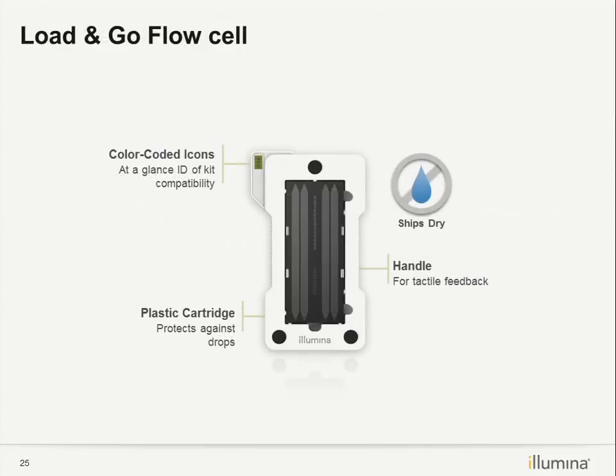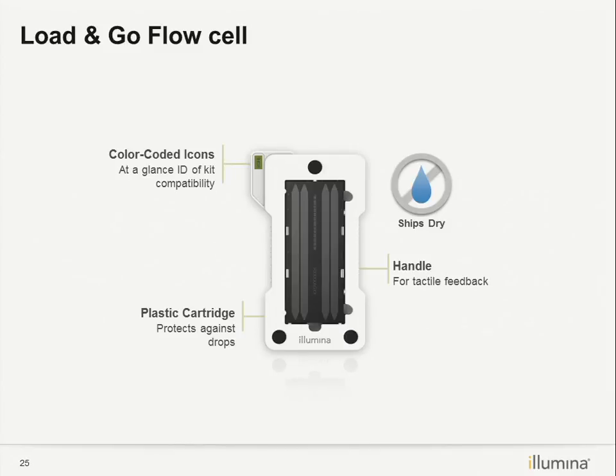And the flow cell is shipped dry. So unlike HiSeq and MiSeq, which are shipped in high salt and you need a lot of rinsing before use, for MiSeq it is much improved, it's shipped dry. You just need to briefly use ethanol to clean it, to wipe away any dust or things, that's all.